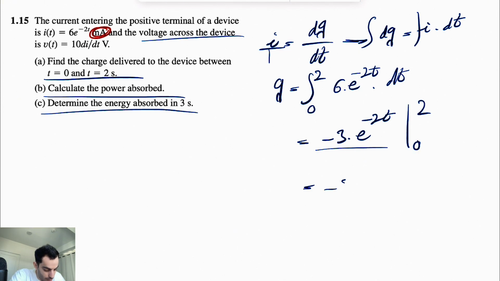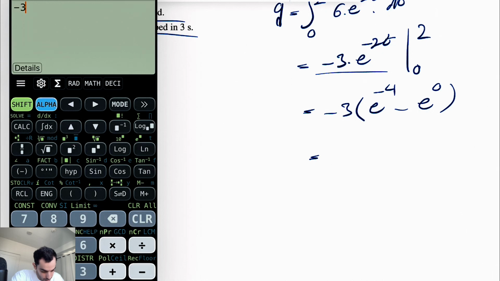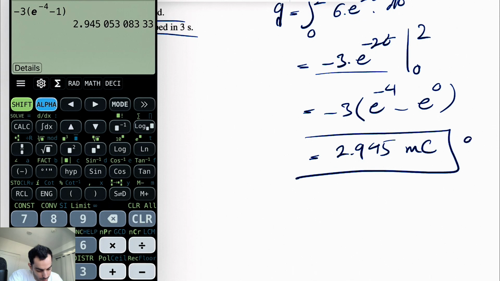We can just take the minus 3 out, so e to the power of minus 4 for 2, and we're going to get e to the power of 0. So minus 3 times e to the minus 4 minus e to the 0, which is going to be 1. So that's going to give us 2.945. As I mentioned, the unit is going to be millicoulombs, and that's the answer for the A part.